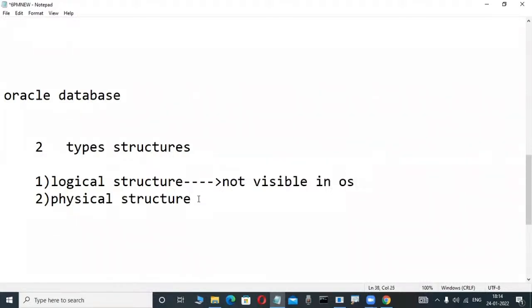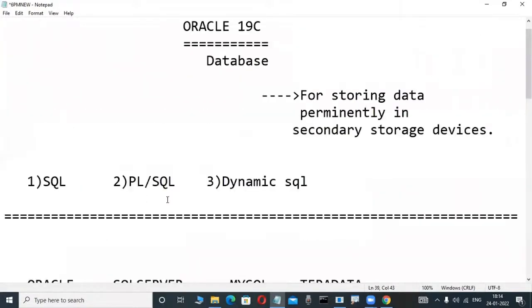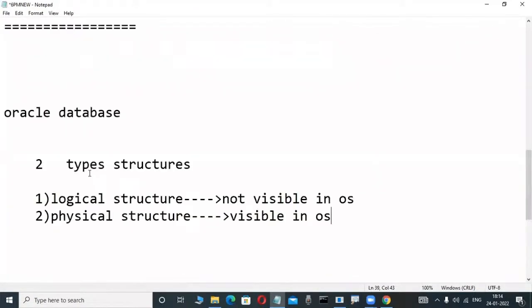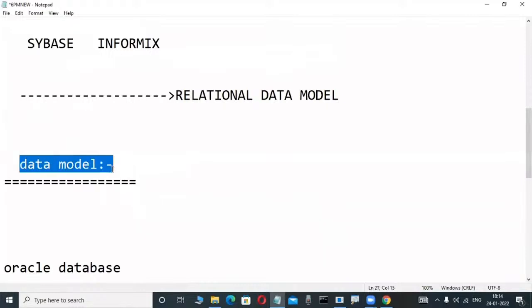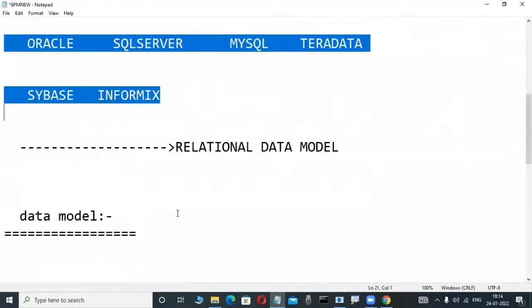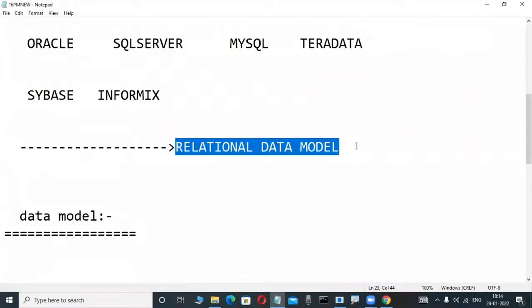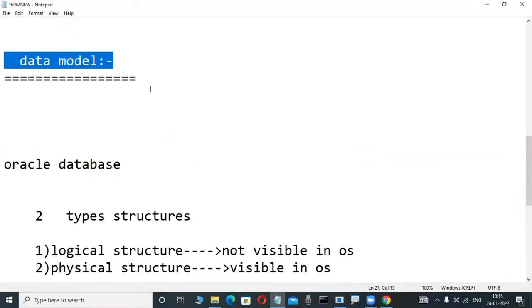A physical structure means whenever we install Oracle, SQL Server, DB2, these software, three physical files are created automatically. I told you in the previous classes. That's why a structure which is visible in the operating system is called a physical structure. These are all things I told in the previous class, don't worry. Now observe here. What is a data model? First observe here. All these products are implemented based on which concept? The relational data model, from 1970 onwards. This is a new model, one fellow introduced it. I will tell you, but before that, what is this data model?